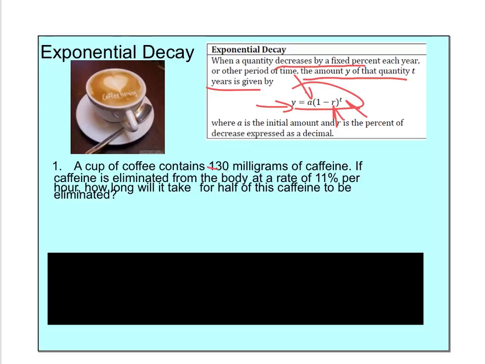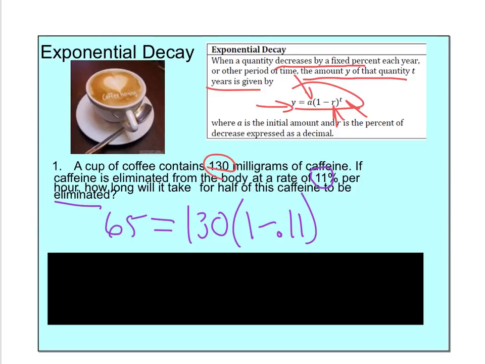So a cup of coffee contains 130 milligrams of caffeine. I know some of you know that function well. So the caffeine is eliminated at a rate of 11% per hour. How long will it take for half the caffeine to be eliminated? So what you're trying to do is look at this and say, my initial starting amount is 130. My rate is going to be 1 minus 0.11. And I'm trying to figure out when it gets cut in half. So I'm trying to figure out when that is going to equal 65.